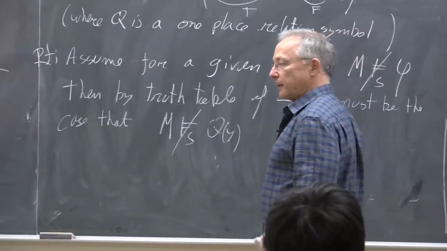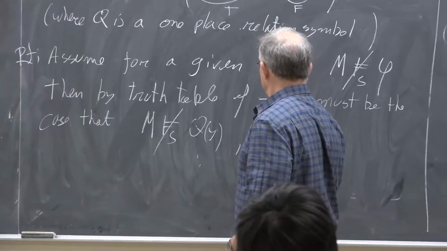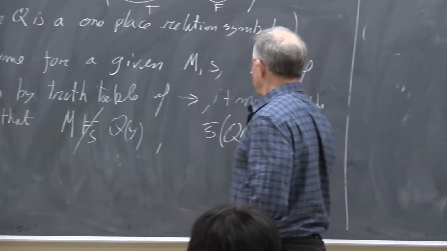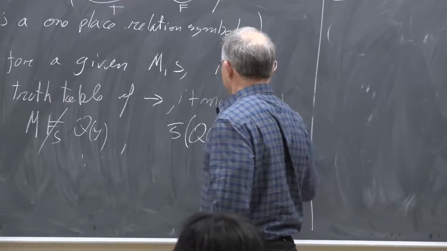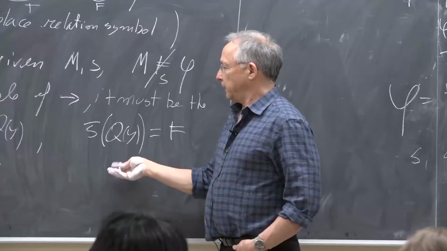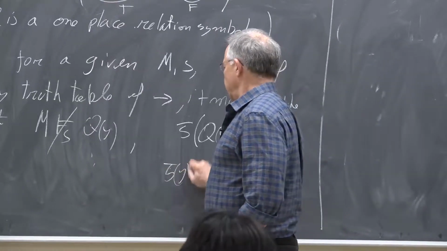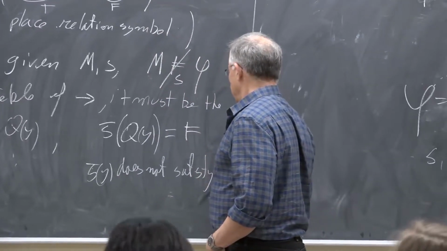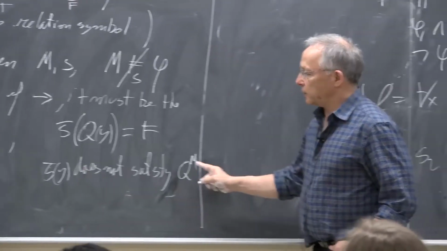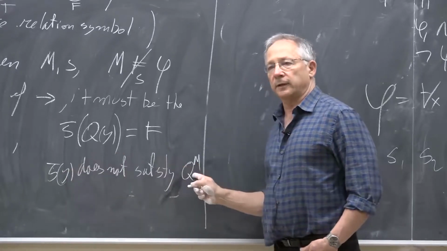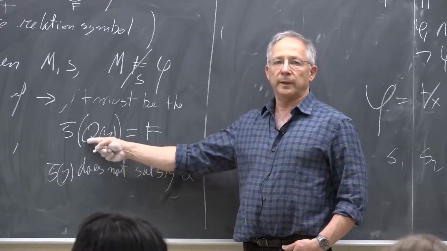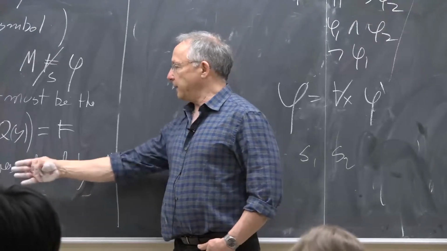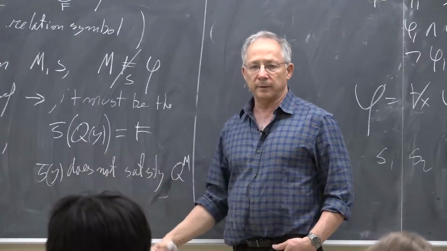So, in other words, S hat of Y, this was the notation that you used, does not satisfy Q in M. Q in M is a relation. This is an element. This element is not in the relation. Say my structure is the natural numbers, Q is interpreted as all the odd numbers, and S of Y, the assignment of Y, is not an odd number. Okay?